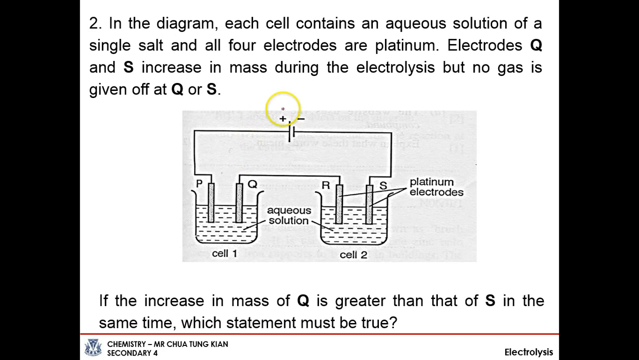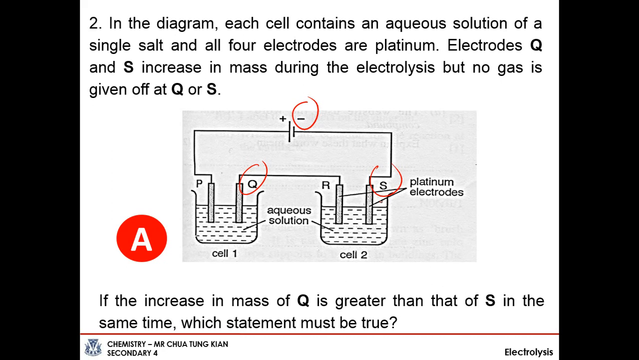If we were to take a closer look, Q and S are both connected to the negative terminal of the power source, which means that the cations will migrate there and be discharged. So in order for the mass of Q to increase more than that of S, it means that the metal that's deposited on Q must be heavier than that deposited at S. So if we look through the options here, we will see that the answer is A.